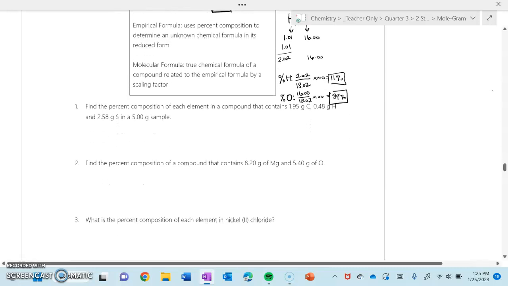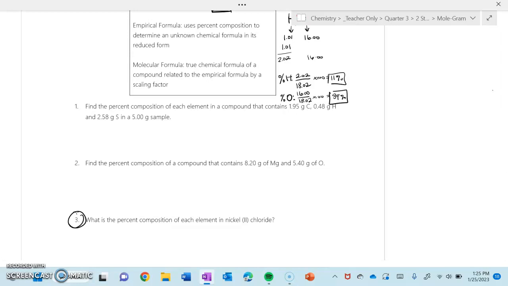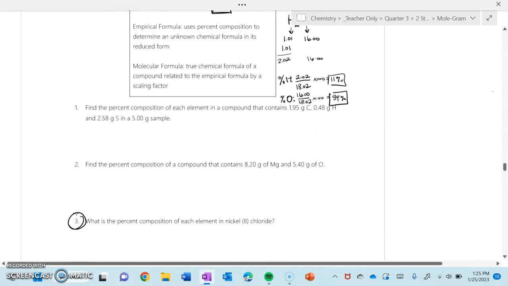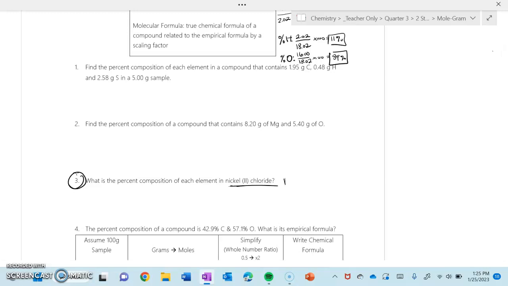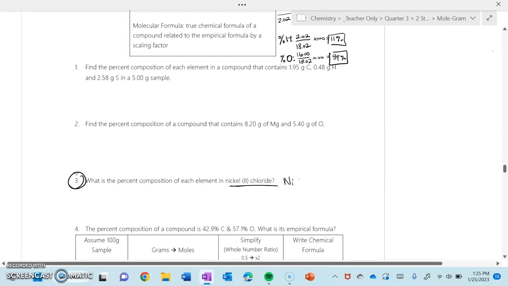So let's do 1, 2, and 3, which are percent composition examples. Number 3 is most similar to what we just did, where you will take each of the elements and then find out their part and whole. I'm going to let you do this one on your own since it's really exactly the same as what we just did for water. The only thing you will need is to double check your chemical formula is correct. So I would suggest writing it first and then checking it. But nickel 2 chloride is NiCl2.